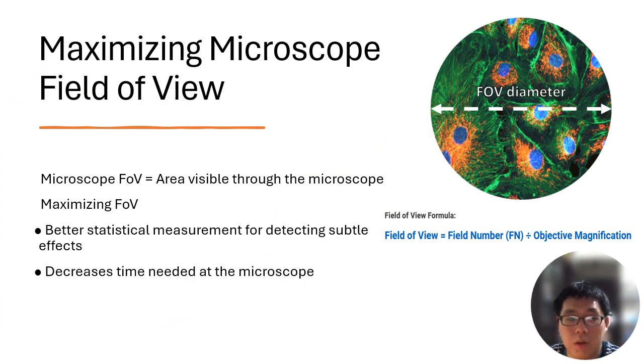First, we are talking about the field of view. The microscopic field of view is the maximum area visible when looking through the microscope, usually given as a diameter measurement. You can see the figure here. Maximizing field of view is desirable for many applications because it results in more data collected, which gives better statistical measurements for detecting subtle effects and also decreases the time needed at the microscope. And here is the field of view formula.